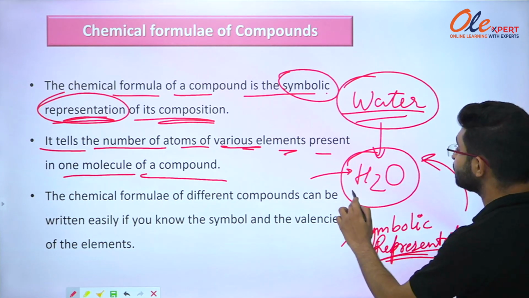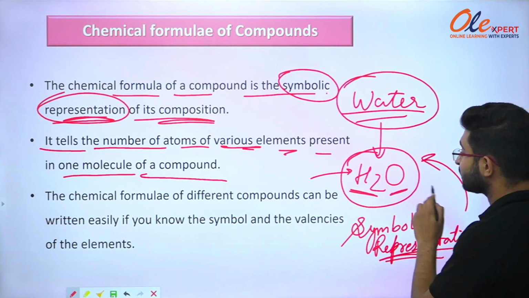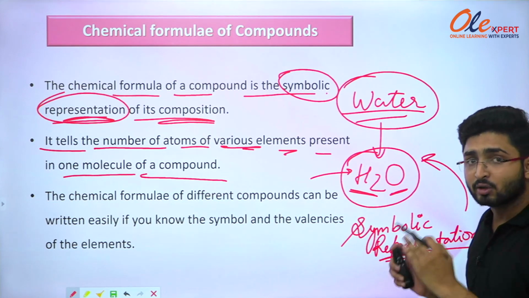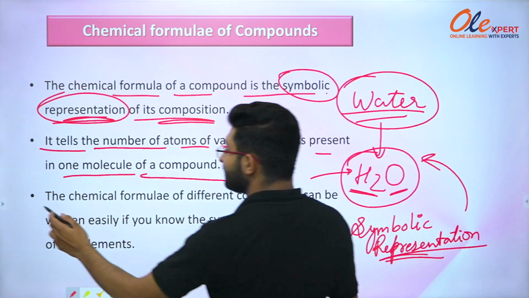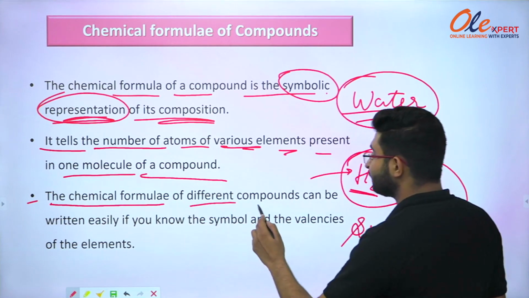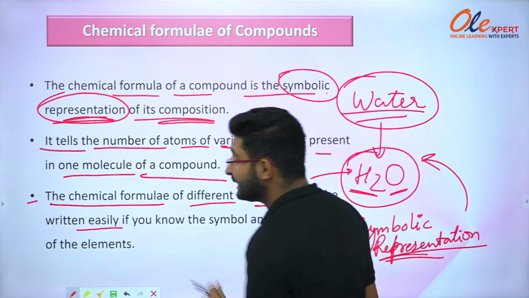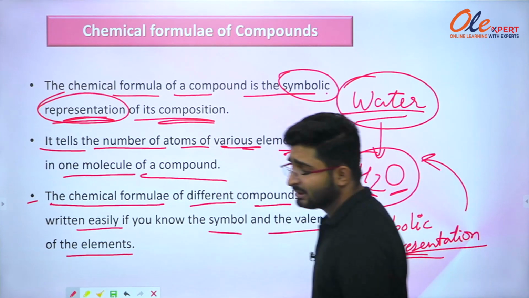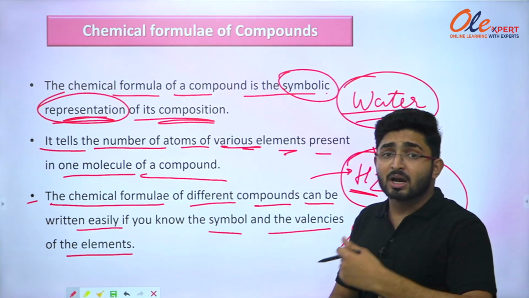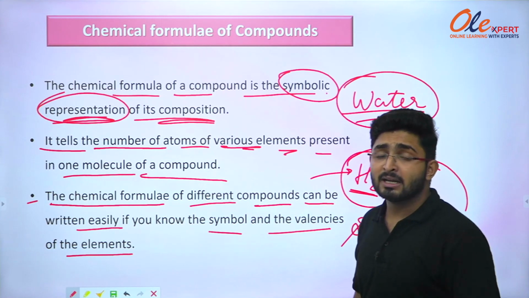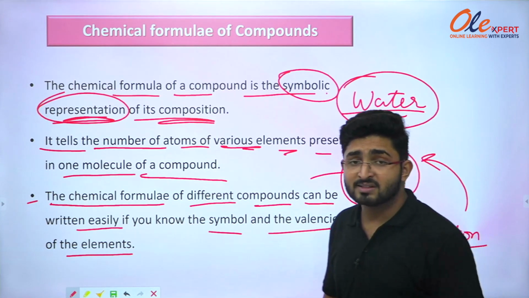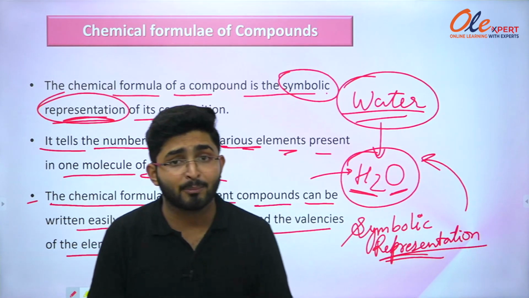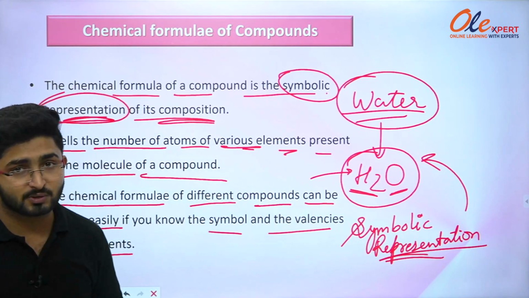So you can see here are 2 atoms of hydrogen and 1 atom of oxygen in this particular composition. Okay, the next point says that the chemical formula of different compounds can be written easily if you know the symbols and the valencies of the elements. If you just know the symbols and valencies of the particular elements, then you are capable of forming the chemical formula of a particular composition.